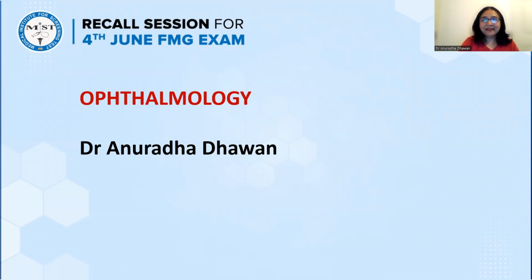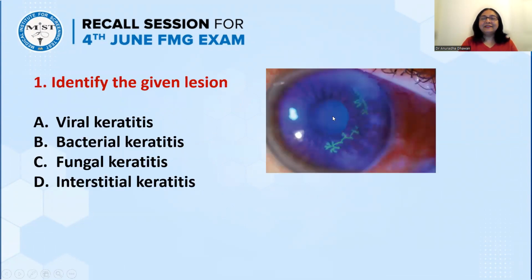So starting here, let's go through the first question. One of the few questions which were image-based this time was this question, in which you were given a slit lamp image of the anterior segment and they asked you to identify the given lesion. I think this image we have revised many a times, and it was a very straightforward question.